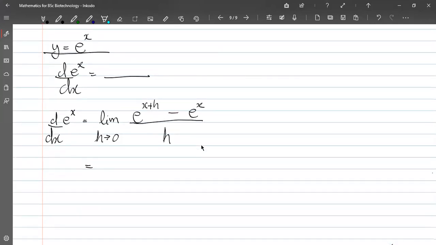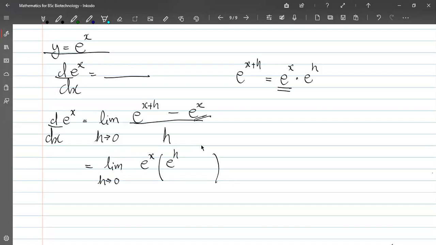So what we'll do instead is observe that e to the power x plus h, by basic laws of exponents, is just e to the power x multiplied by e to the power h. And so this e to the power x is there in the first term as well as the second term, right? So you take that common. Then what remains? In the first term, e power h remains. In the second term, 1 remains.